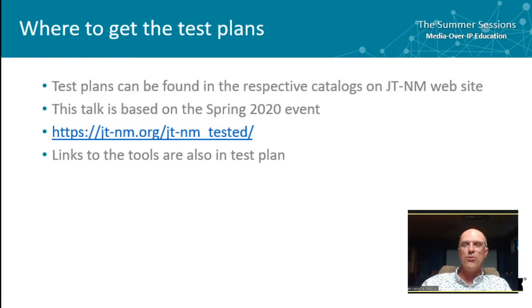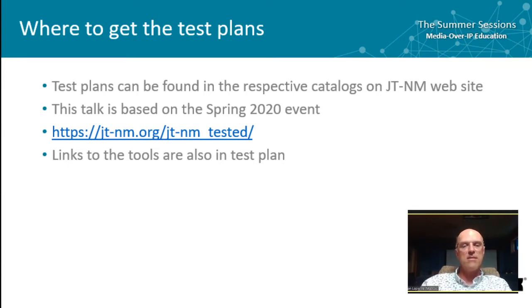And so where do you get the test plan? Well, the JT-NM Tested program has been running for a few years now. For every event that they did, they published a catalog with the results. What's really interesting is the catalog includes the full test plan. So if you want to know what test plan was used for creating the catalog in 2019, you open up the catalog and you see the test plan there.